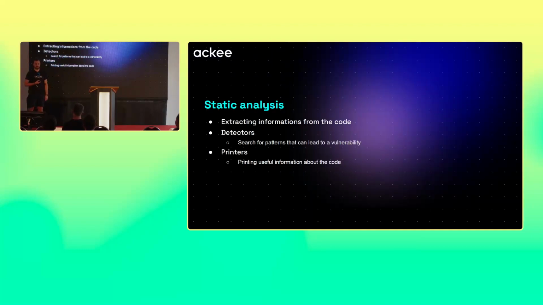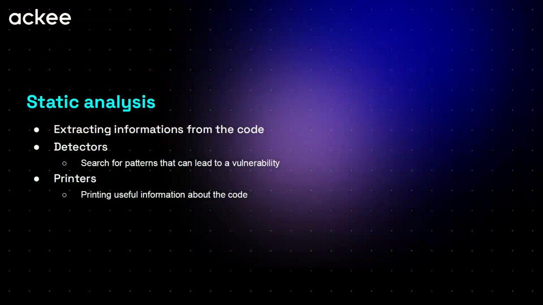Static analysis is basically about extracting information from the code, and we can do it in two ways. The first one is detectors, where we search for patterns that can lead to a vulnerability or a code quality issue. The second way is printing useful information about the code. For example, a printer which prints all onlyOwner modifiers in your code base, and you can see all the invocations and the respective functions of these modifiers. It can be handy when you are trying to understand a code base.